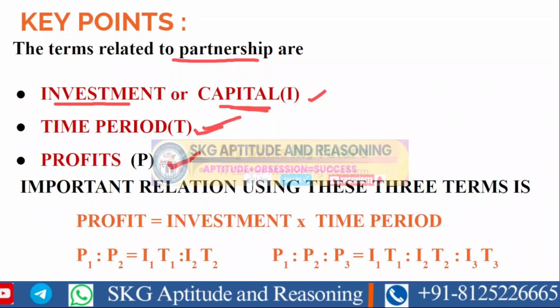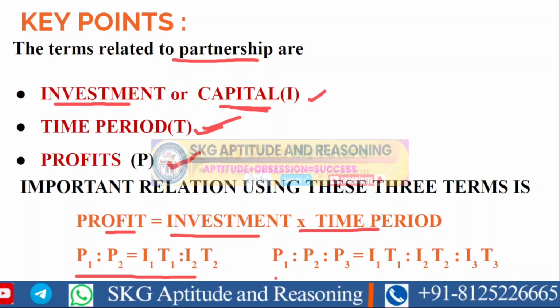And what is the formula involved using these terminologies or relations? Profit is equal to investment into time period. In simple terms, we can write it as P = I × T. Suppose there are two persons in the business, the profit ratio can be written as P1 : P2 = I1 T1 : I2 T2.